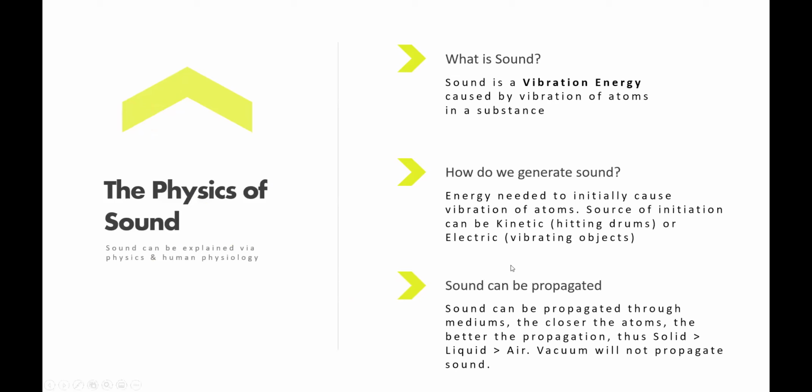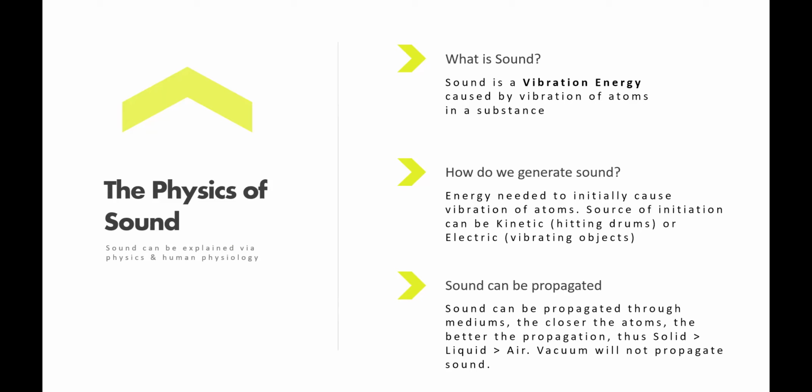Okay, so what is the physics of sound? Sound can be explained via physics and human physiology. In terms of physics, sound is a vibration energy caused by vibration of atoms in a substance. When we hit something, like when you hit the table, it will cause a sound. It will cause a vibration of the atoms inside the table, and this vibration energy is actually sound.